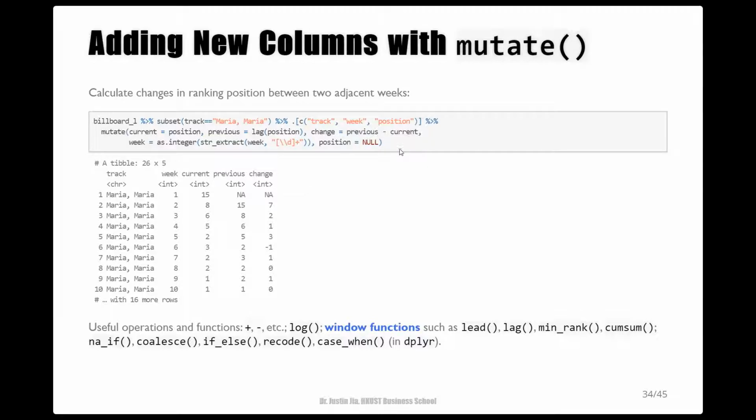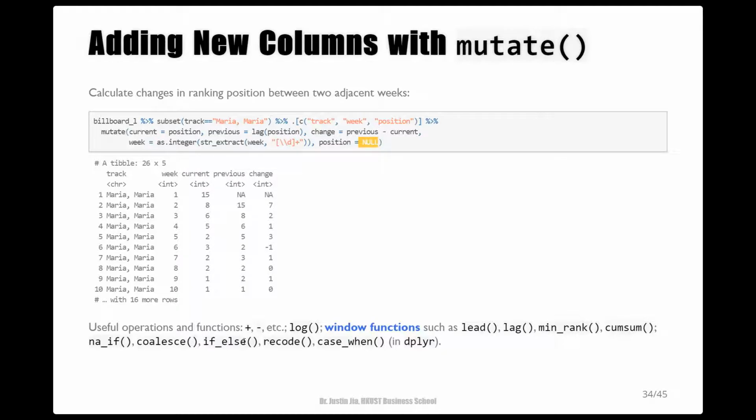And it would be better to store week numbers as integers for later analysis. So here, I use this string processing function to extract the digit part from original character values and convert them into integers. Then I assign these resulting integers to this week column. And lastly, I remove the old position column by setting the name to NULL, so as to avoid data redundancy in the output.